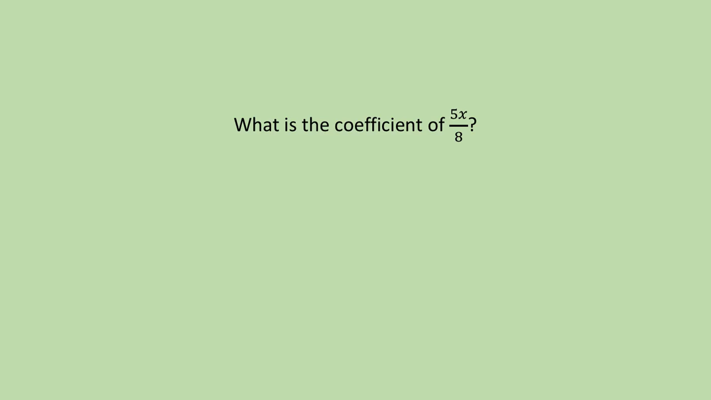What is the coefficient of 5x over 8? Well, if we take what we just saw and move it backwards, you can see why the coefficient of 5x over 8 is what it is. The first time you see something like this, you probably had the reflex of thinking, well, I think the coefficient here would be 5 because that's the number in front of the x, right? But it's not 5. And here, let's figure out why.